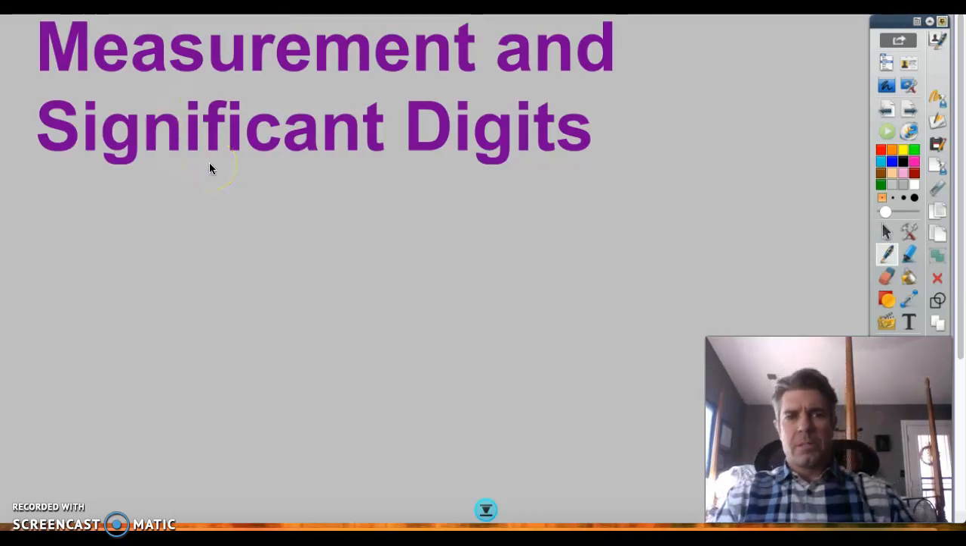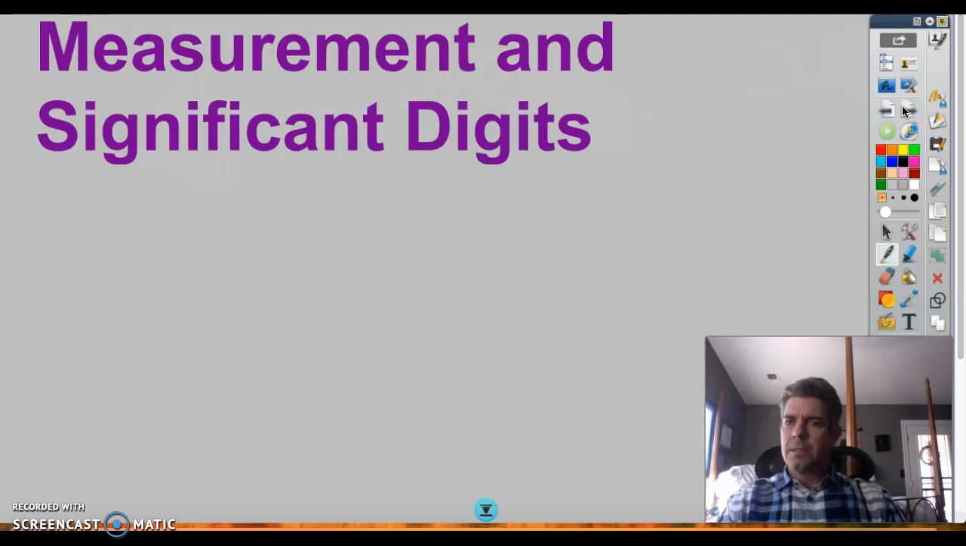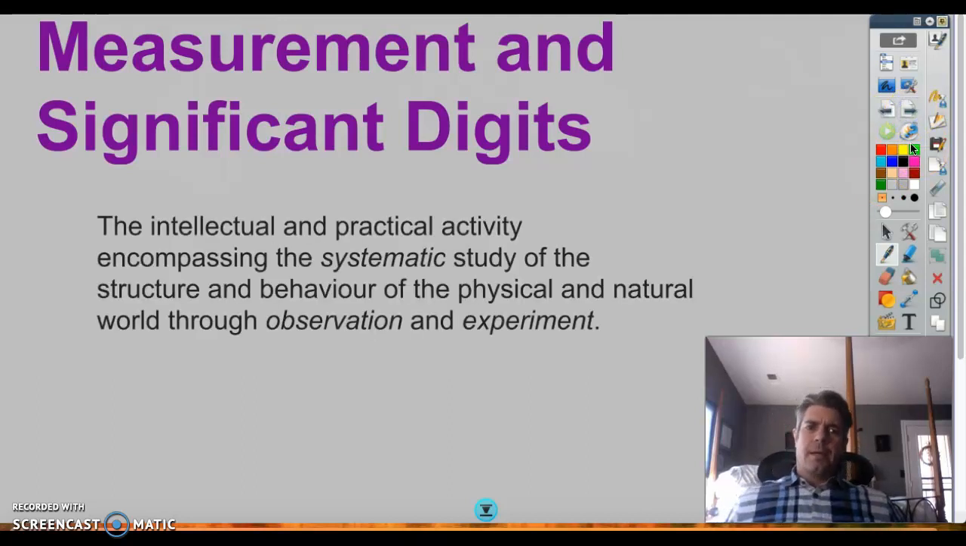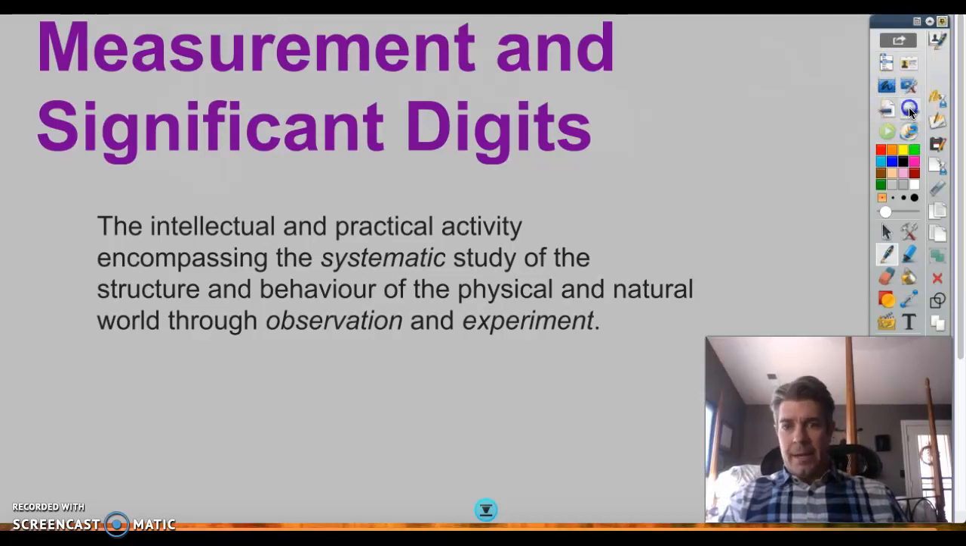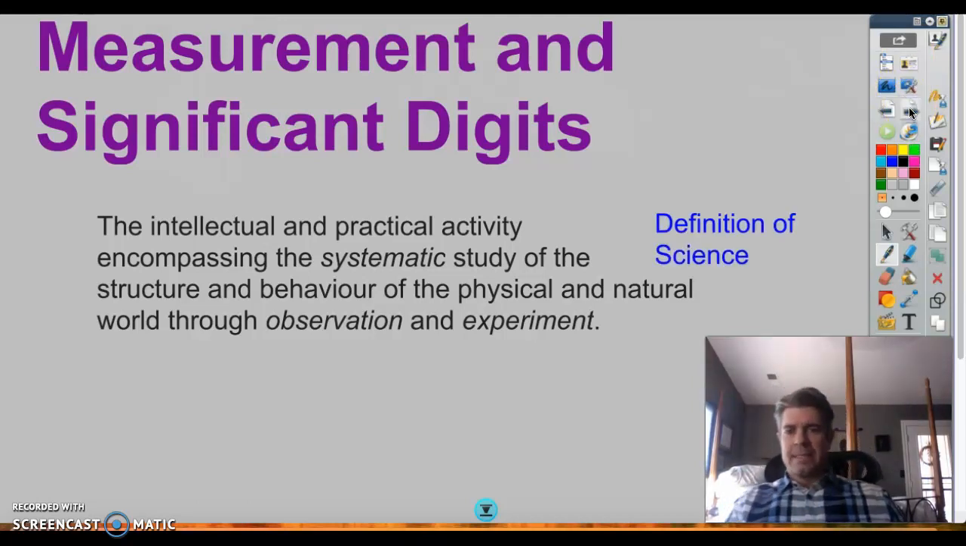Today I'm just going to talk about measurement and significant digits. Two of my top 20 things to talk about. Here's a little definition for you. I'll read it to you. The intellectual and practical activity encompassing the systematic study of the structure and behavior of the physical and natural world through observation and experiment. Okay, so we're going to talk about these italicized things today. This is a definition of science. If you don't believe me, check the dictionary.